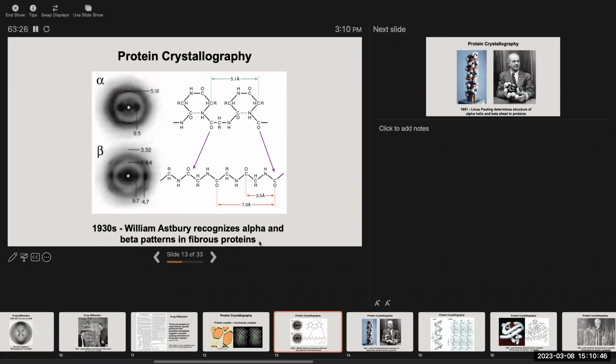Silk is also a protein. So he took all of these different kinds of fibers, many of which are made out of protein, and he subjected them to X-ray crystallography. And he found that no matter what kind of protein fiber he put into his X-ray crystallography device, whether it was wool or silk or human hair or any of a number of other things, he would always get one of two distinct patterns.